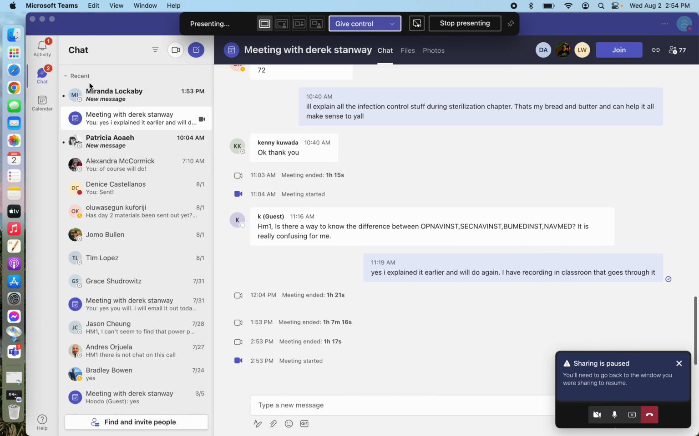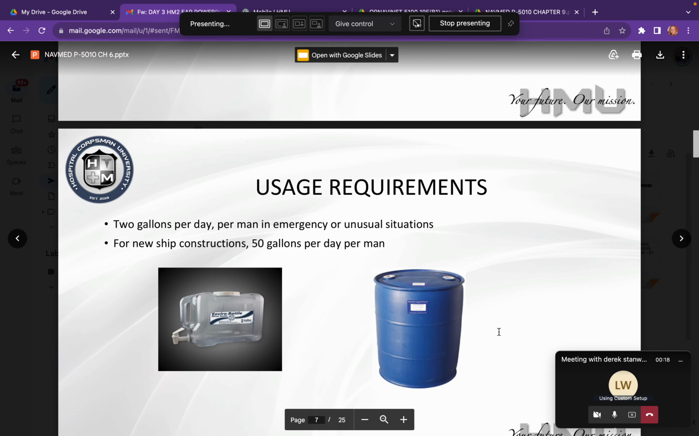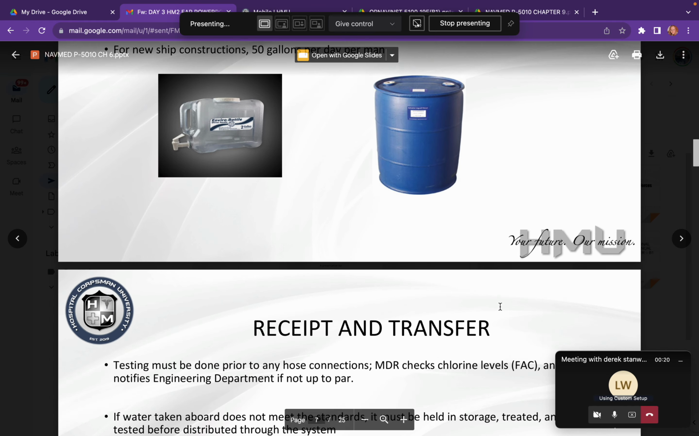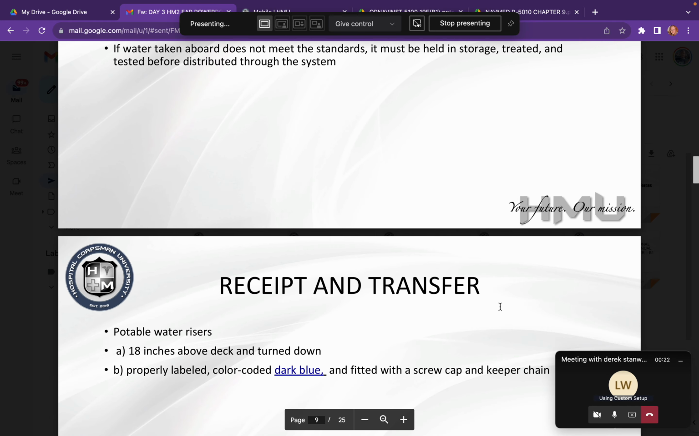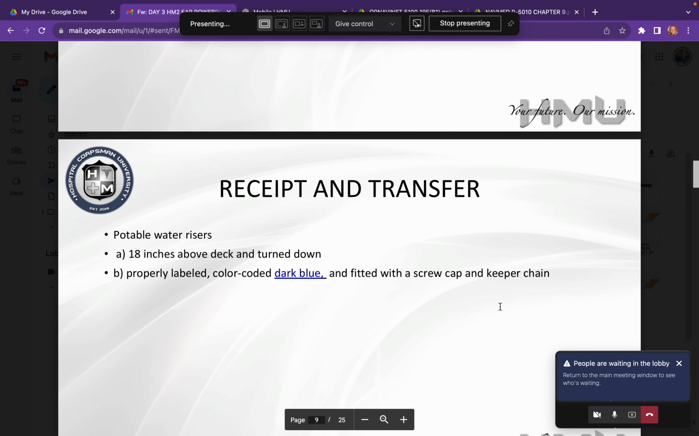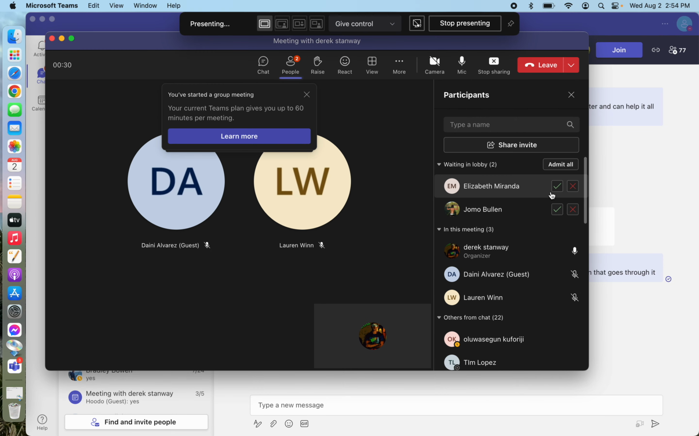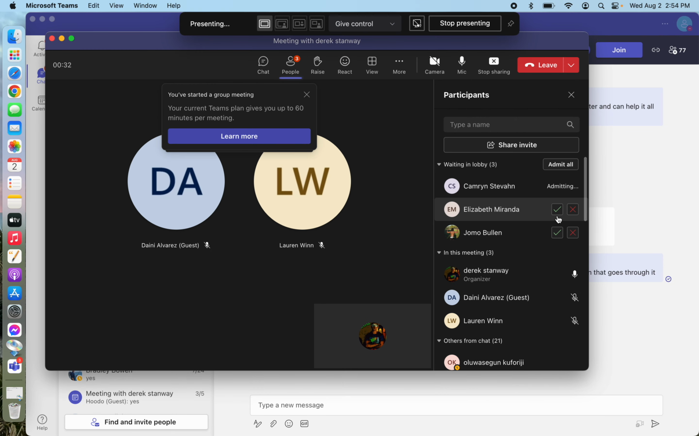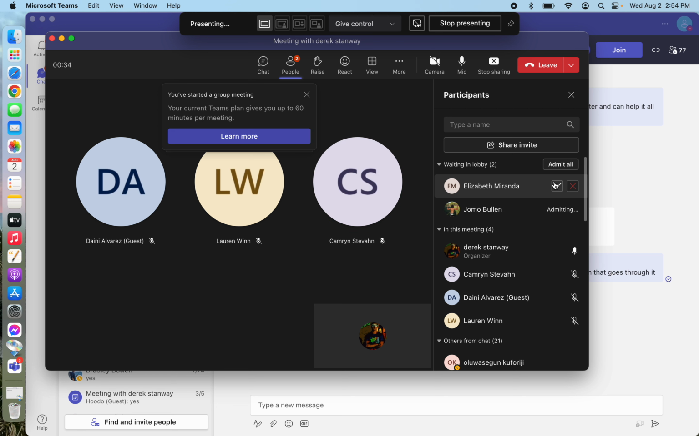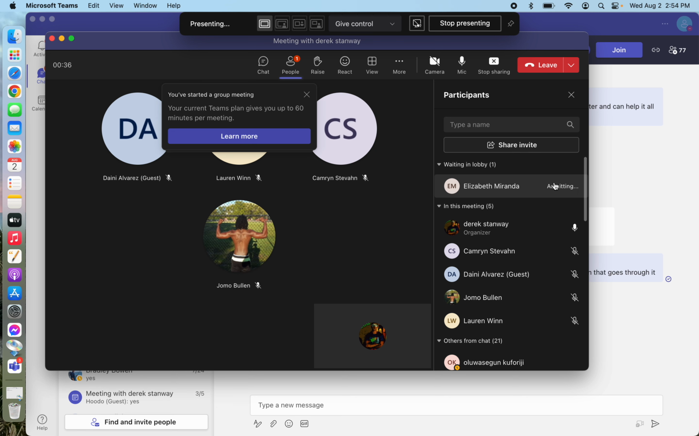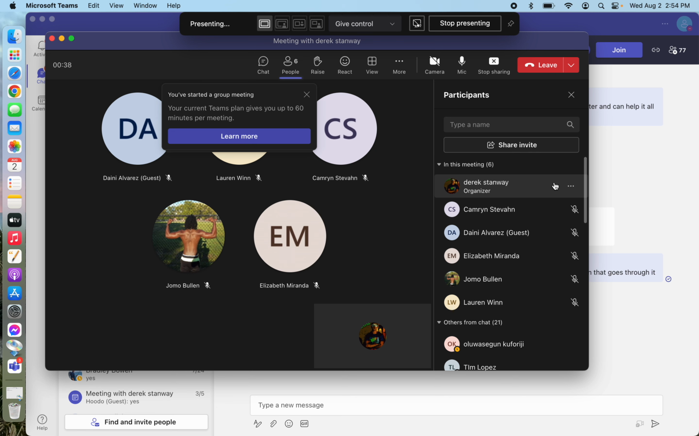All right, and potable water risers: 18 inches above the deck and turned down, properly labeled, color-coded dark blue, and fitted with a screw cap and keeper chain. Pay attention to the 18 inches because that doesn't just apply to this. It's going to apply to a lot of supply and everything else. 18 inches off the deck is almost like that standard measurement that you're looking for.